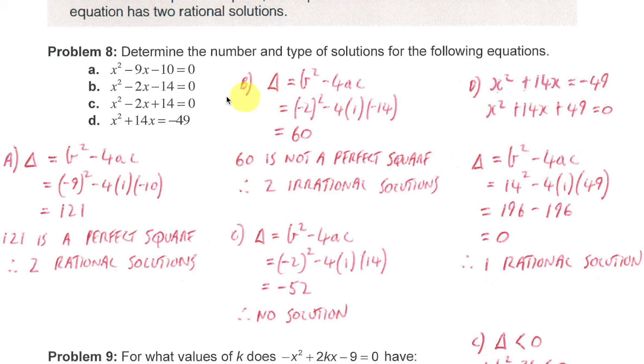For B, there's my equation. The discriminant evaluates to 60. 60 is greater than 0, so we're going to have two solutions, but 60 is not a perfect square, so we have two irrational solutions. For C, here's our quadratic. A is 1, B is negative 2, C is 14. Evaluate that, it produces negative 52. Negative 52 is less than 0, so there are no solutions for this. For D, the discriminant equals 0, so because it's equal to 0, we have one solution. And that one solution is always going to be a rational solution.